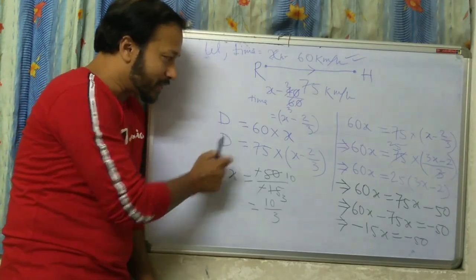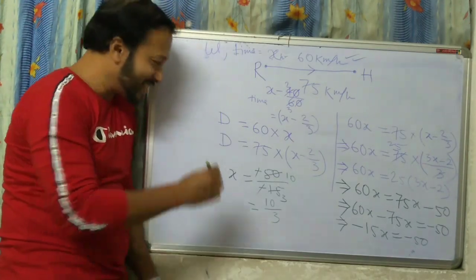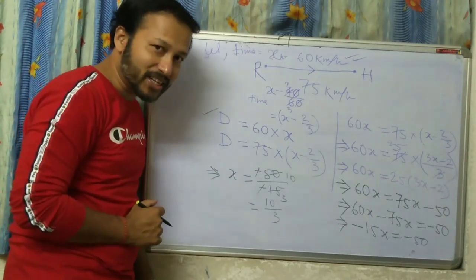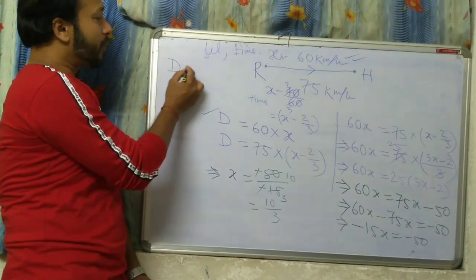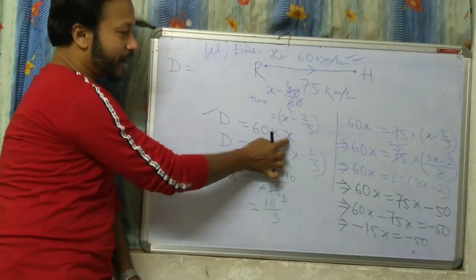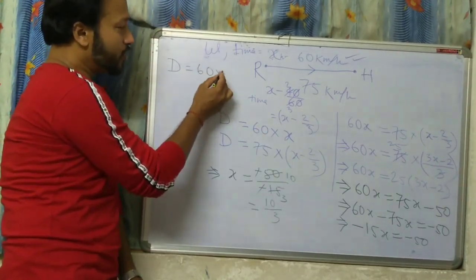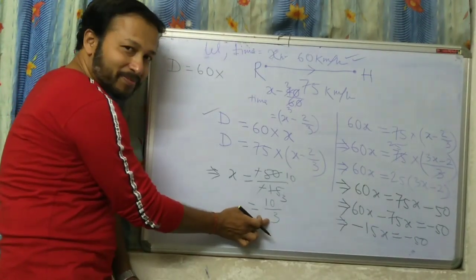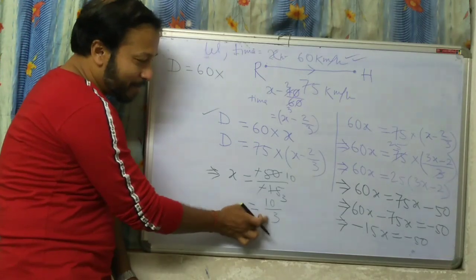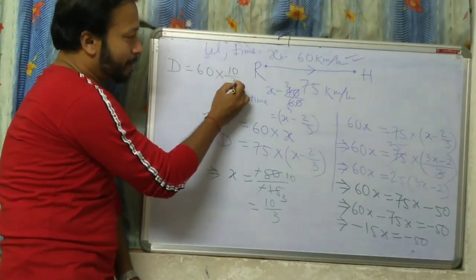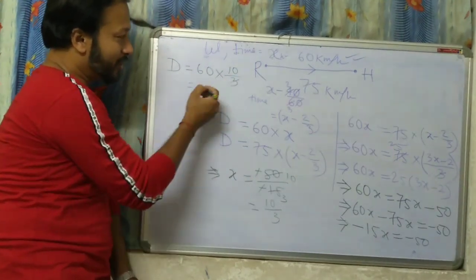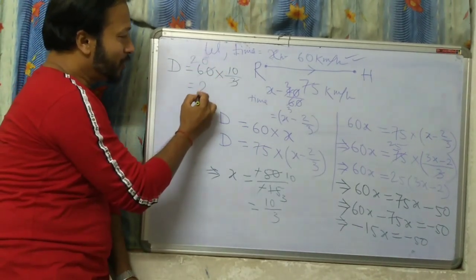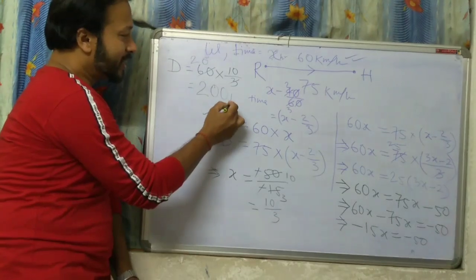Which is the easier one? Obviously the first one. So let us use this to find the distance. So my distance d equals 60 into x. What is x? Already we have got 10 by 3. So 60 into 10 by 3 is 200 kilometers.